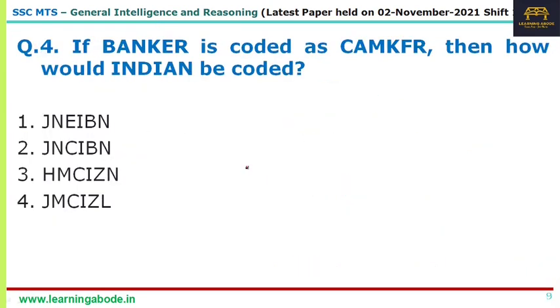Now the fourth question: if BANKER is coded as KFR, then how would INDIAN be coded, right? Here A is retained as it is, K is retained as it is, R is retained as it is, which means the even position is retained as it is. Now let's just look at that. NIN, okay, so NIN is right. Now option 3 and 4 are ruled out, okay, so we are stuck between option 1 and 2, right?